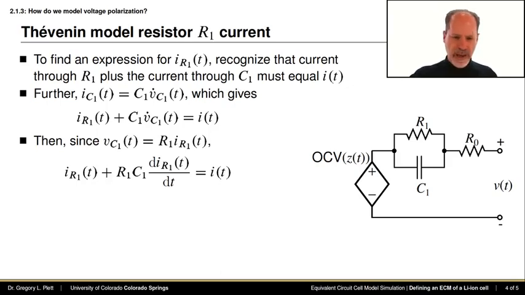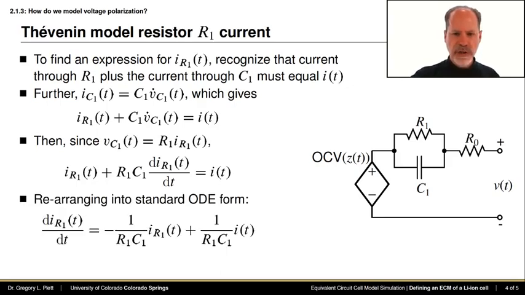Now notice we have an ordinary differential equation in the current passing through R1, and we can reorganize the terms of this equation so it's a little bit more clear that this is indeed a first order standard ordinary differential equation. And I've done that on the bottom of the slide, and you can see the time derivative of current passing through R1 is equal to the negative 1 over R1 C1 times the current passing through R1 plus 1 over R1 C1 times the overall battery current.